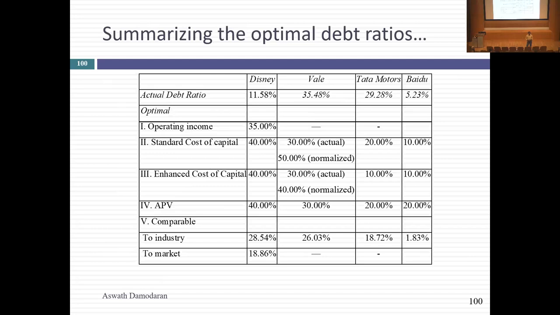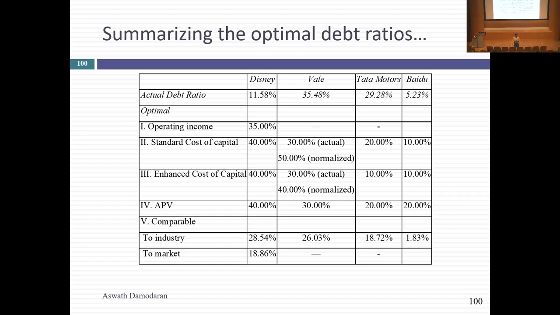So let me summarize what I found with the companies in my list with all of the different approaches. You take Disney, because I tried every single approach. Their actual debt ratio is 11.6%. There was an operating income approach that I tried that I'm not even going to describe to you, but basically it asks what's the most I can borrow without hitting a constraint. The constraint might be, I don't want my operating income to drop below zero, or something that you build in as a constraint. There I came up with 35%.